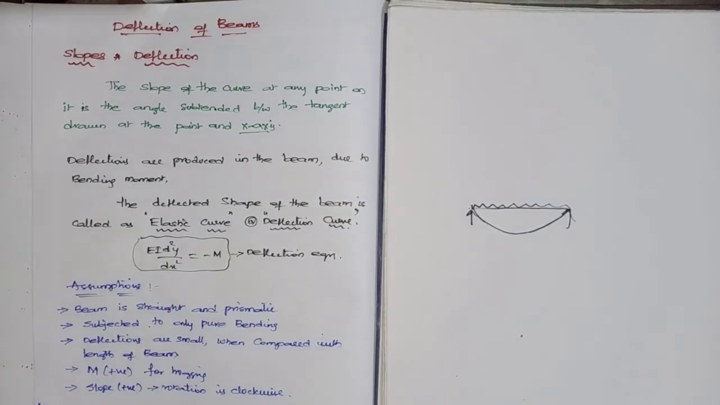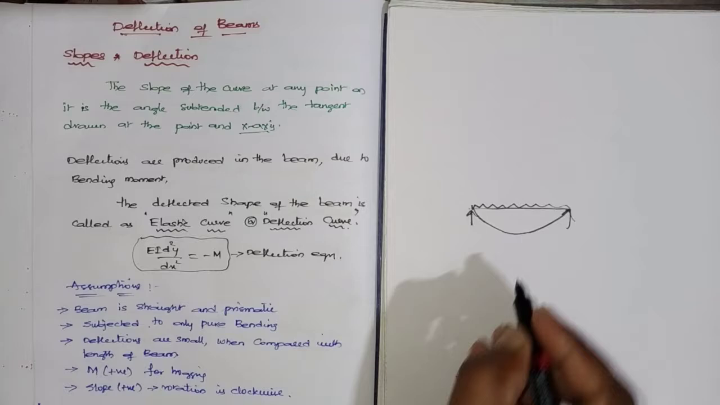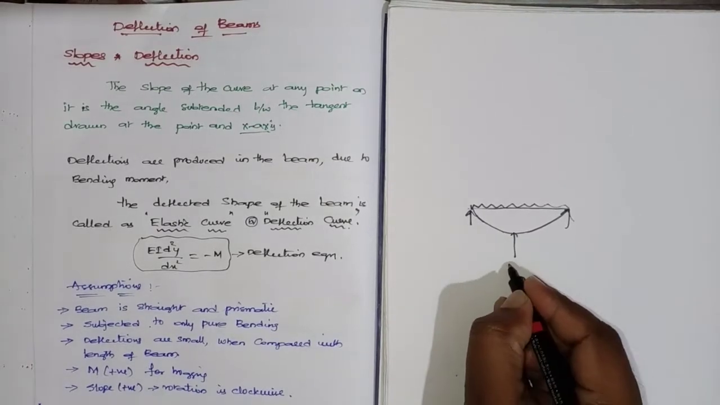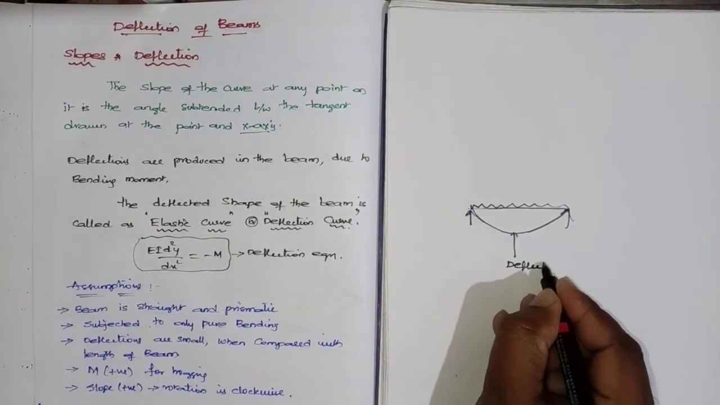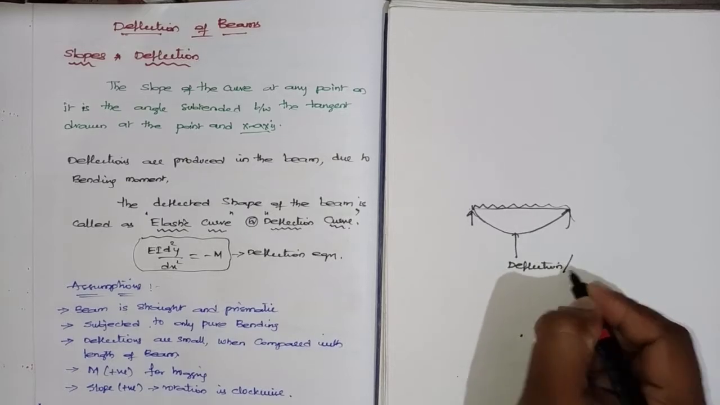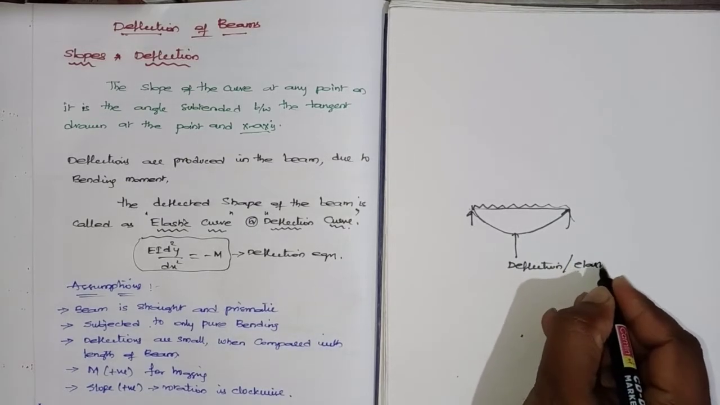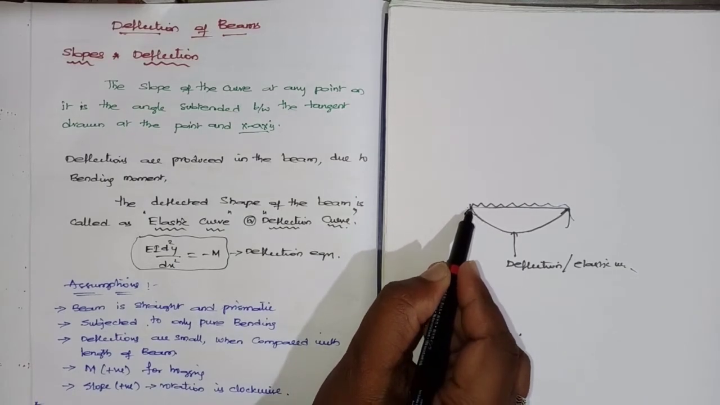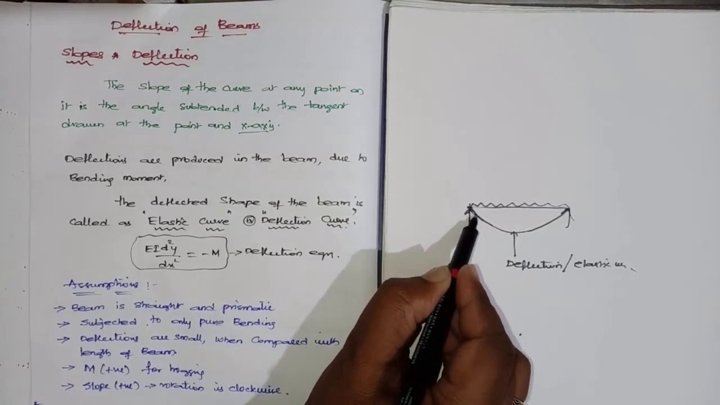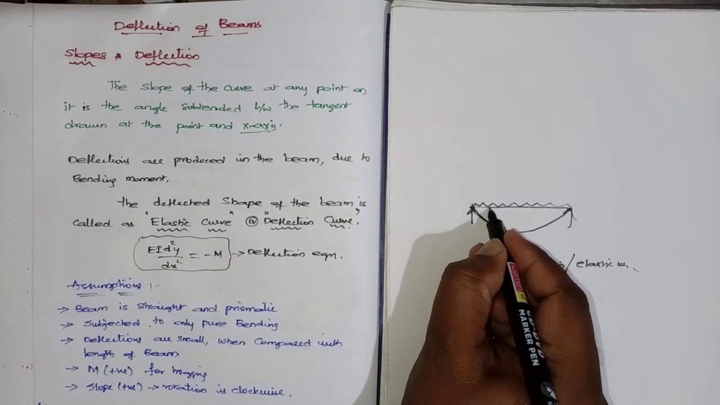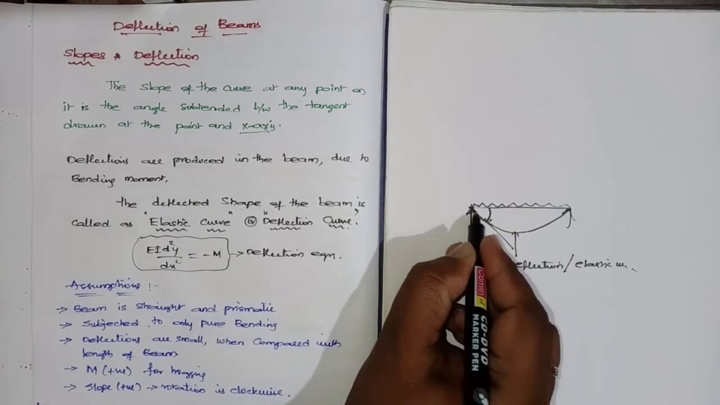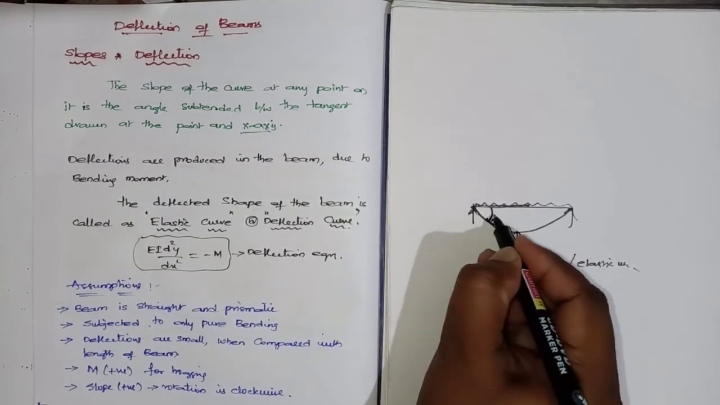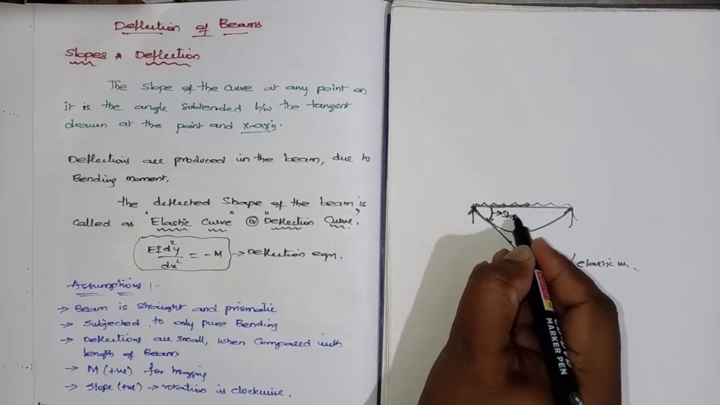This is nothing but called the deflection curve, which is also known as the elastic curve. Now if I draw a tangent to this curve, the angle subtended between this tangent and the horizontal axis is nothing but the slope.